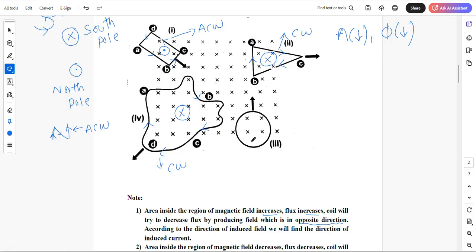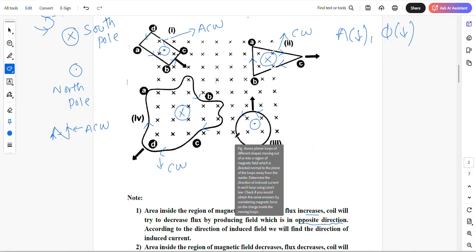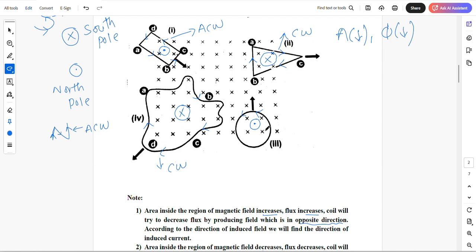Now here, what is happening? Area is increasing. Since area is increasing, it will produce a magnetic field in the opposite direction. Therefore, here the direction of current will be anti-clockwise. Whenever area is increasing, it is anti-clockwise. Area decreasing, clockwise, because it will produce a magnetic field of the same direction. Here it is in the opposite direction.